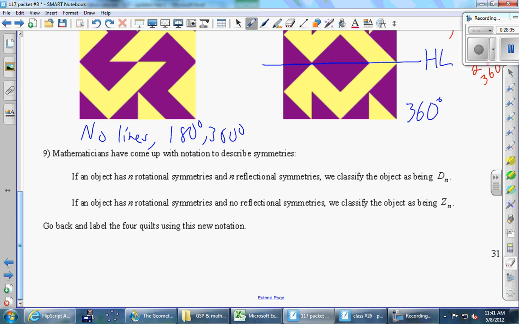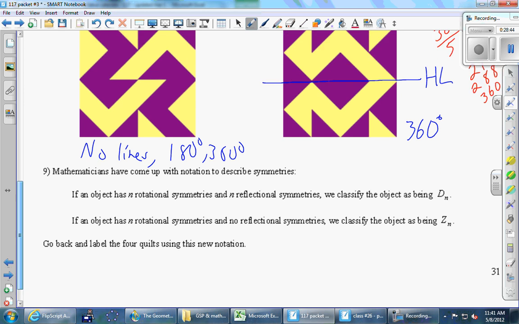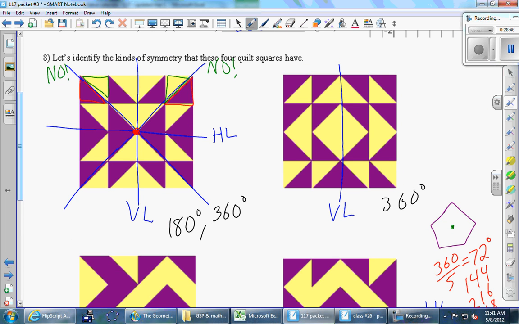So the one of these guys that has a line of symmetry goes with the lines of symmetry. The thing that has a 180 degree symmetry goes with the angles. So let's see if we can classify these guys up above. So this first picture has lines and angles. Does that make it a D or a Z?